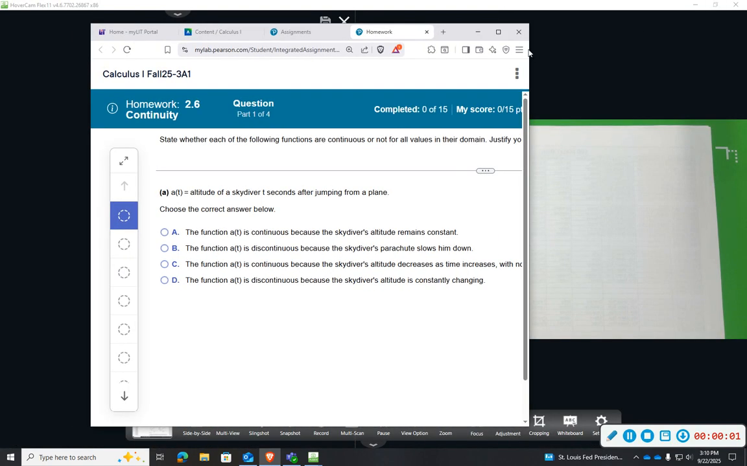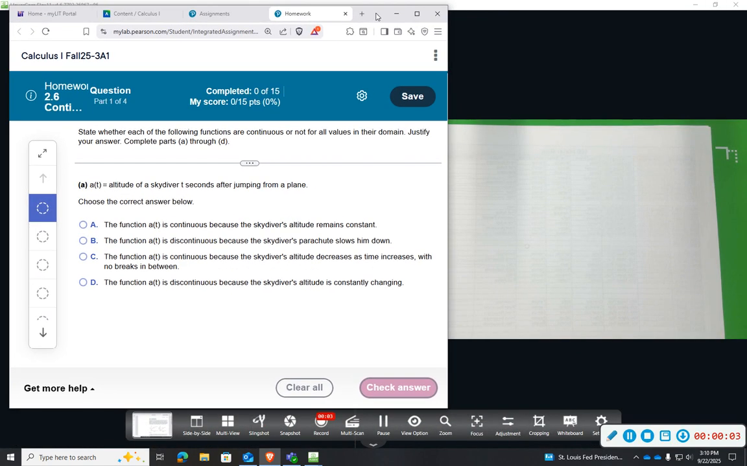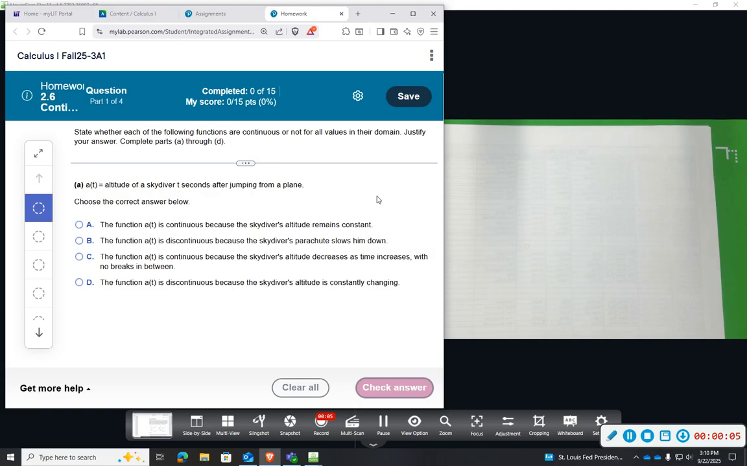All right, question number one. We have four parts. It wants us to state whether each of the following functions are continuous or not for all values in their domain, and then justify our answer, and we're going to complete parts A through D. So A of t is equal to the altitude of a skydiver t seconds after jumping from a plane.